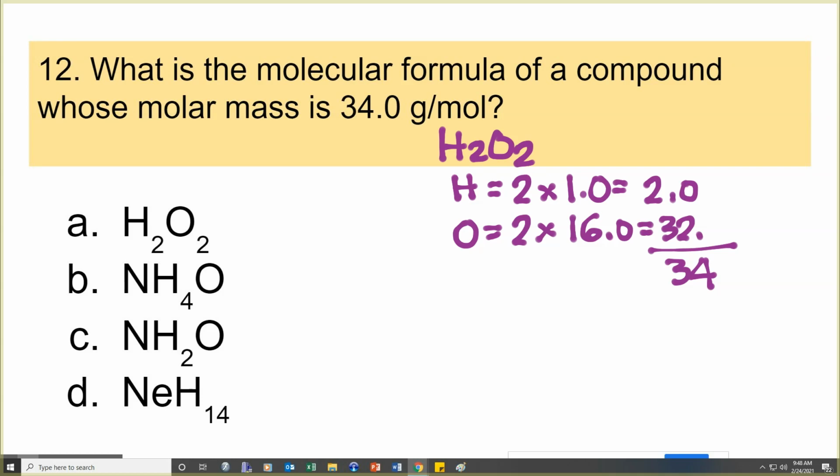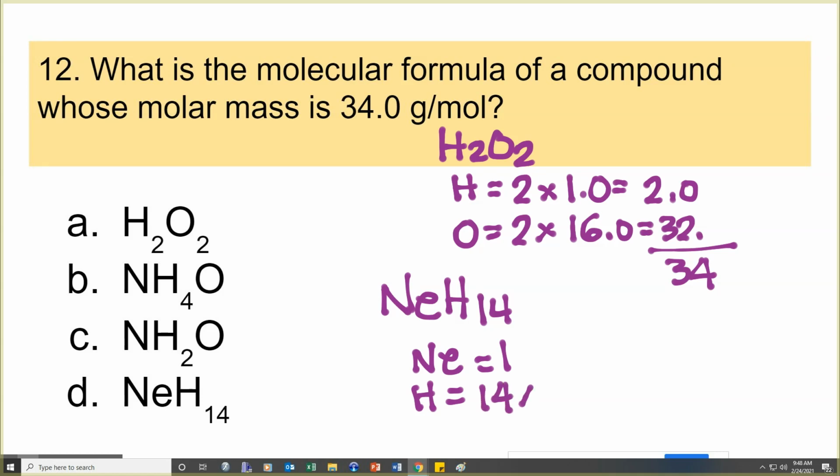So for example, let's do the last one. NeH14. Right. So I got one neon, 14 H's. Right. The atomic mass for neon is 20.1. So let's just do 20. All right. And then this hydrogen again is just 1, right? So 1 times 20 is 20. 14 times 1 is 14. If you add it up, it's 34. Okay. So all of these actually have 34. Okay. So can all of them be the answer?